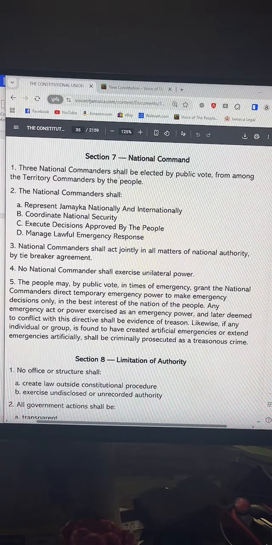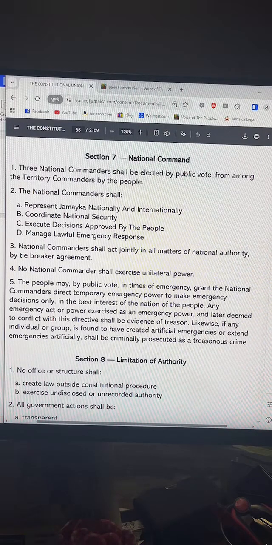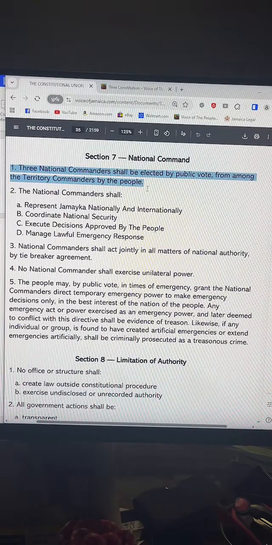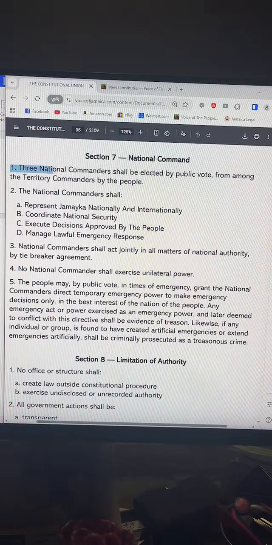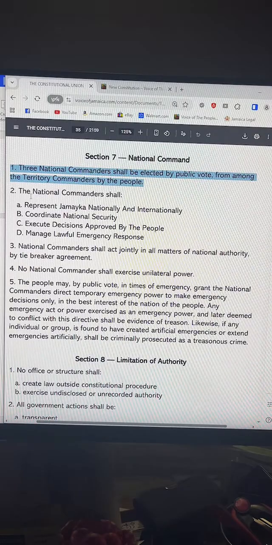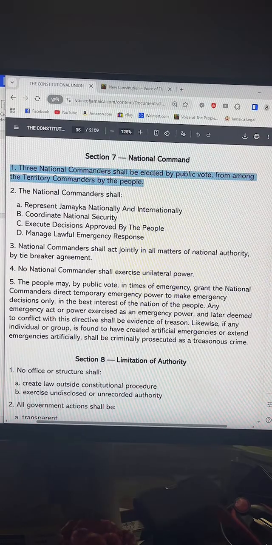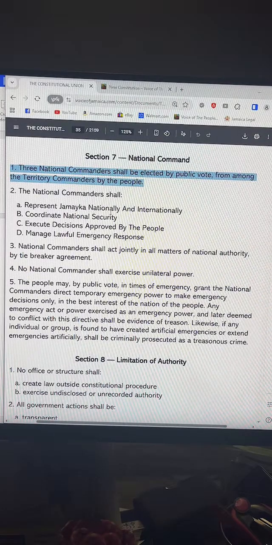National Command. Three national commanders shall be elected by public vote from among the territory commanders by the people. So when we have the territory commanders all selected for each area, and the deputies, from that pool, the nation would then vote on the three that would represent the nation of people in certain matters, like international matters, negotiations with other nations, and so forth, right?